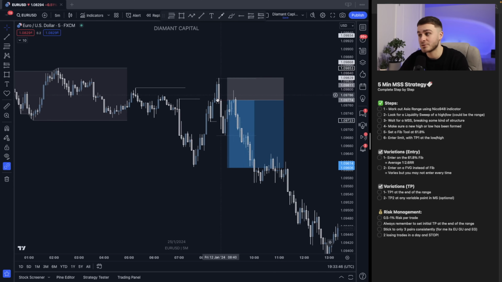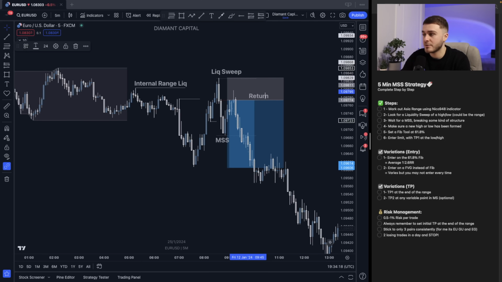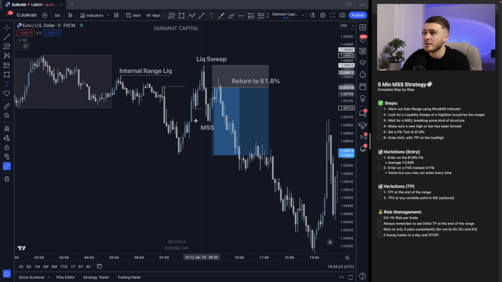Again, this will benefit you when it comes to risk to reward because, look at this. Price has swept the internal liquidity. As price has pushed downwards, it's broken past this low over here, and had this market structure shift over here. So let's quickly mark that out. Internal range liquidity. Then here we do have a liquidity sweep. And then at this point we do have a return to 61.8%. Very, very simple. And then this point would be take profit 1.